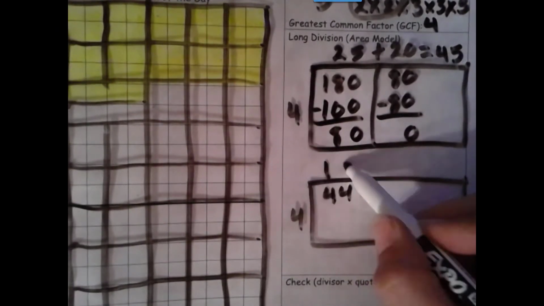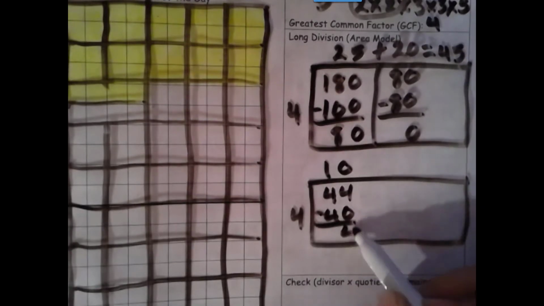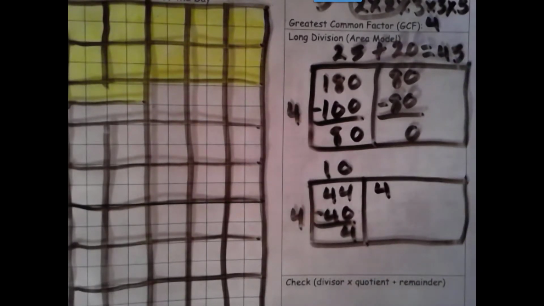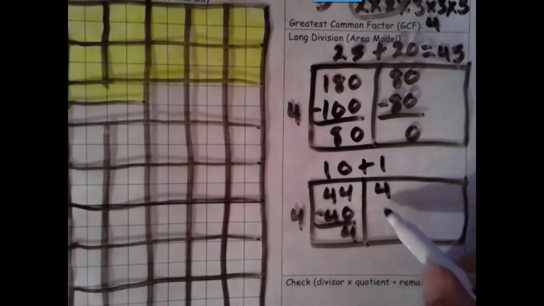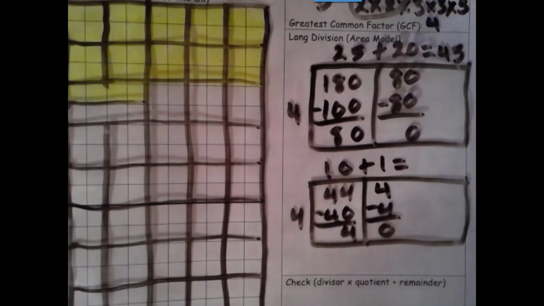Okay. Down here, 44. 10 times 4 is 40. More on top, no need to stop. Numbers the same, zeros the game. Bring that 4 up. 1 times 4 is 4. Numbers the same, zeros the game. Add those partial quotients, I get 11.